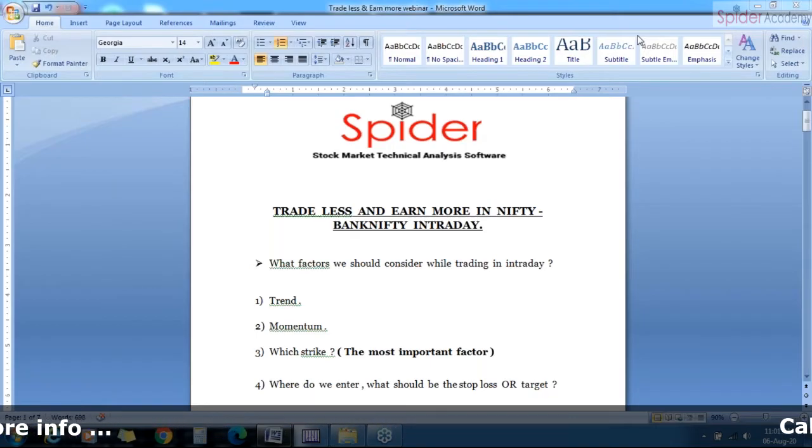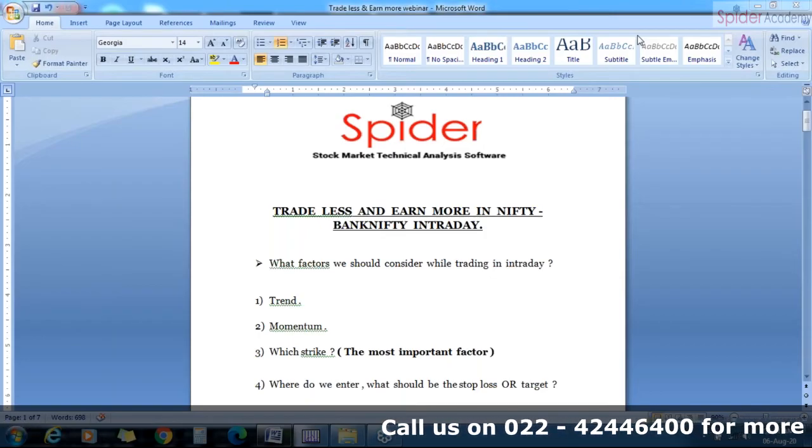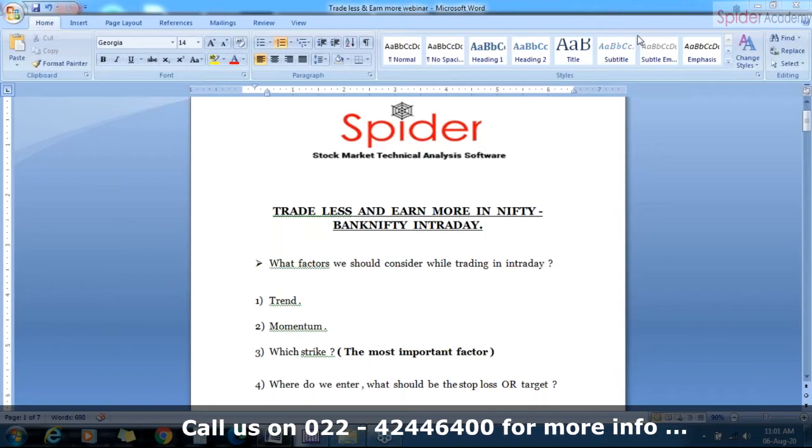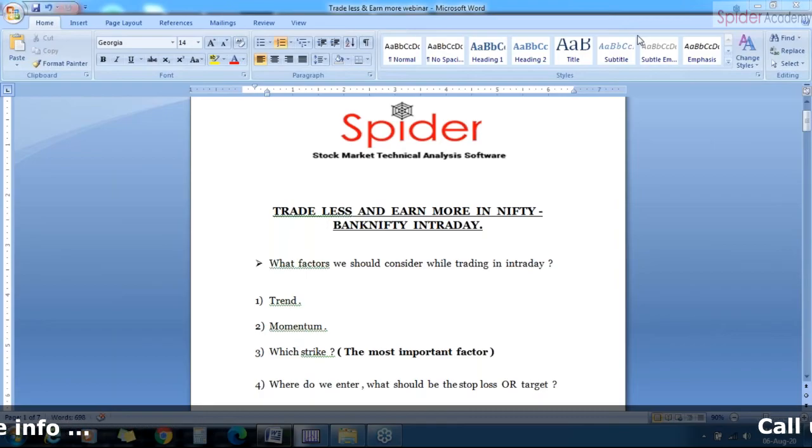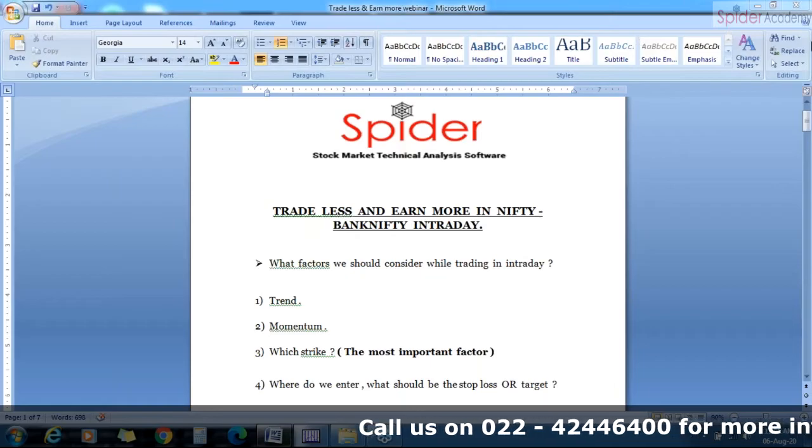Fourth, this is the last factor, and where we all get stuck. In our mind, we have questions: where do we enter? What should be the stop loss or targets? Now, we will start to cover each and every factor in detail.